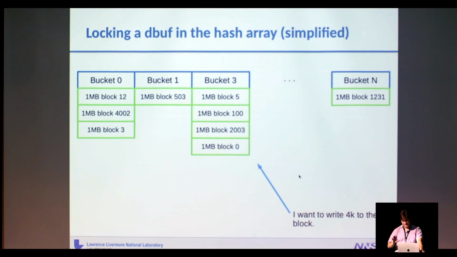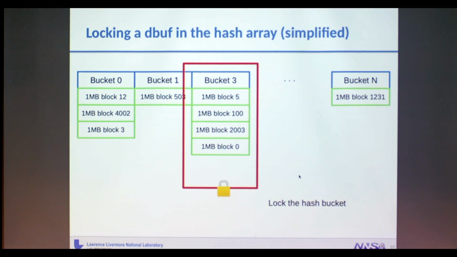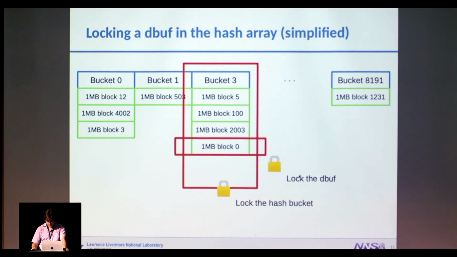OK, this is a simplified view of what's going on. Let's say I want to write block 0. I first need to hash to the bucket, in this case bucket 3, and lock it so that nobody changes out the list from under me. And then I iterate through all the blocks in the bucket until I find 0, and I lock it. OK, well, you can probably see the problem here.